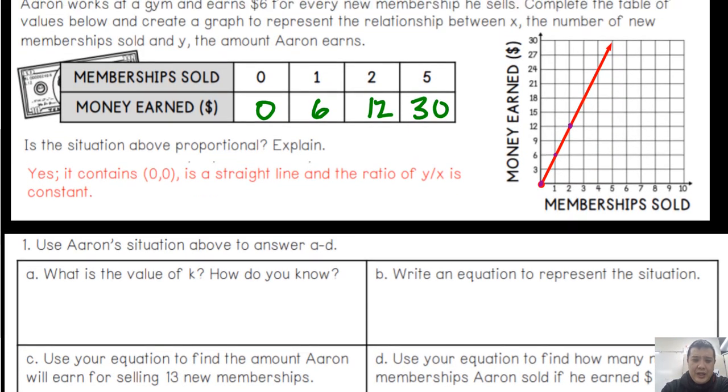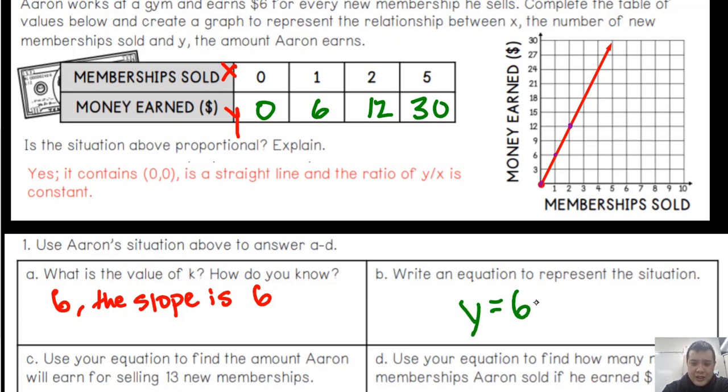What is the value of k, and how do you know? The value of k is 6 because it tells us the slope is 6. Remember that the number sold is our x and this is our y. Anytime we do y over x, it is 6. Write an equation to represent the situation. Our k value is 6, so it's going to be y equals 6x. That is this line right here.